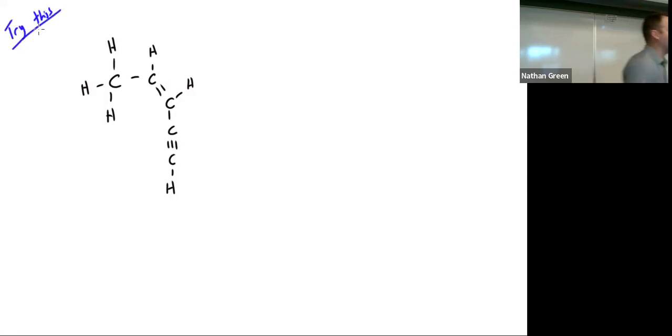Occasionally you'll see me write up this thing that says try this. What I want you to do is we're going to take just a minute, copy that structure down, and then I want you to put an arrow to every carbon in there and tell me, is that carbon sp3 hybridized, sp2 hybridized, or sp hybridized? I'm going to show you a shortcut of how to do this.